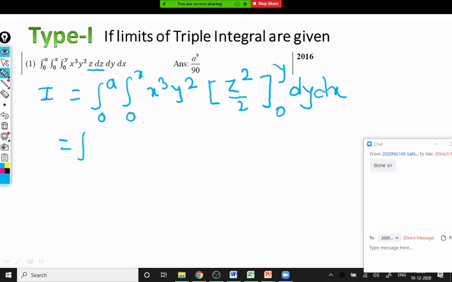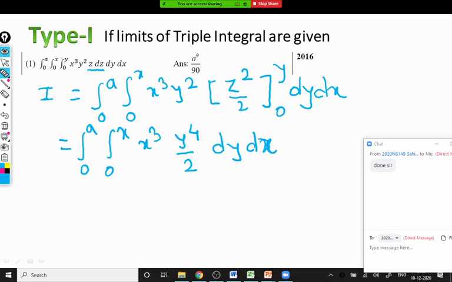We integrated with respect to z, assuming the others as constants, and kept them as they are. So the 0 to a stays as it is, and 0 to x stays as it is. The limits of z are 0 to y. When you replace the upper limit, it becomes y square by 2. Y square by 2 into y square becomes y raised to 4 by 2. The lower limit is 0. So this is after replacing the upper and lower limits. Any doubt?